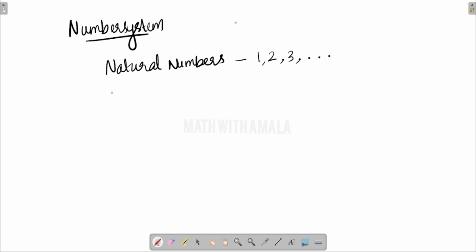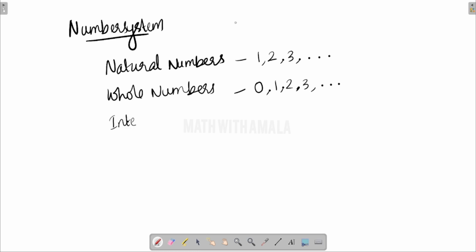Next one is the whole number set. Whole numbers, the difference between natural and whole numbers is just a 0. 0 along with the positive natural numbers. So we know that natural numbers don't include any negative values. So where are the negative values included? Negative numbers are included in the integer set. So you can see that from negative infinity, it will continue towards 0 and it will move towards positivity. Positive infinity, positive 1, positive 2, etc.